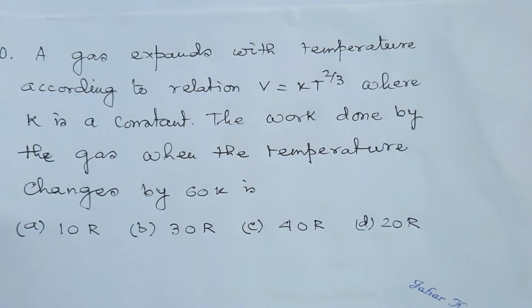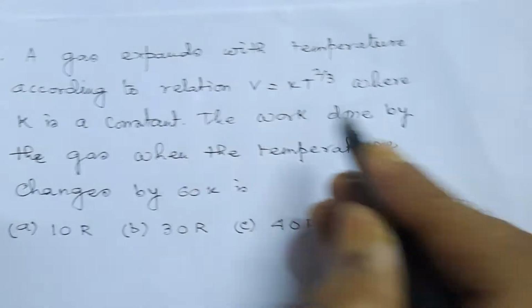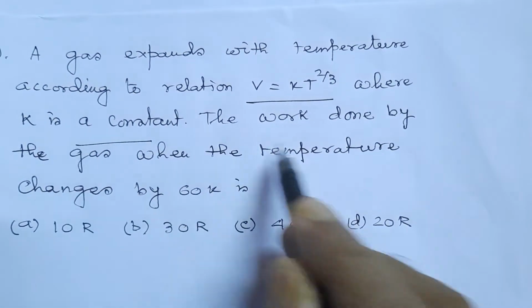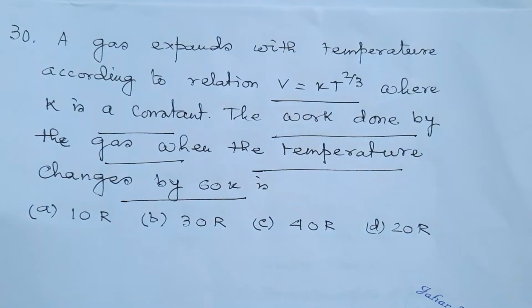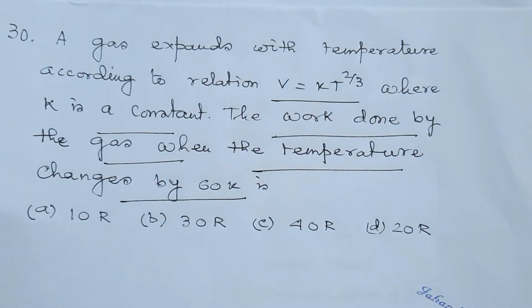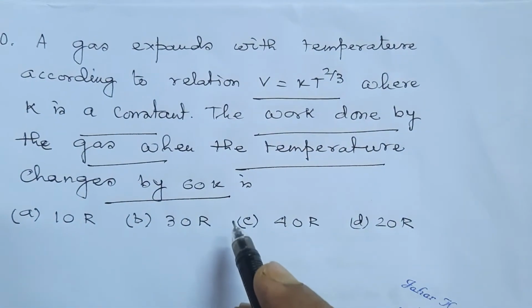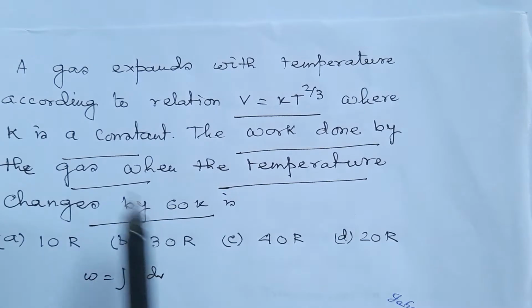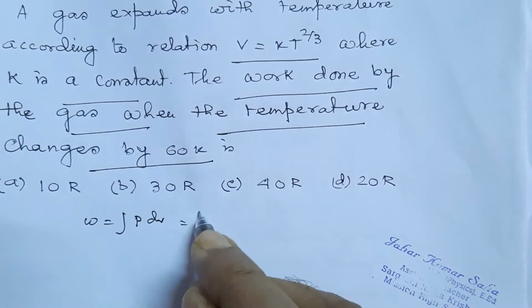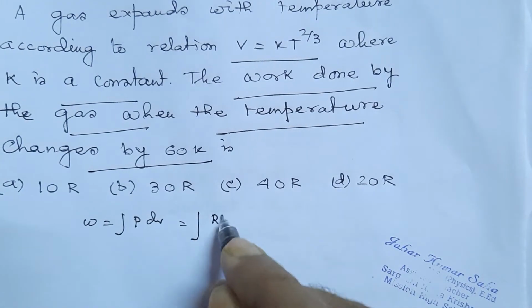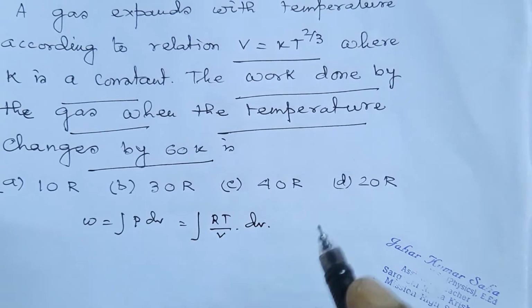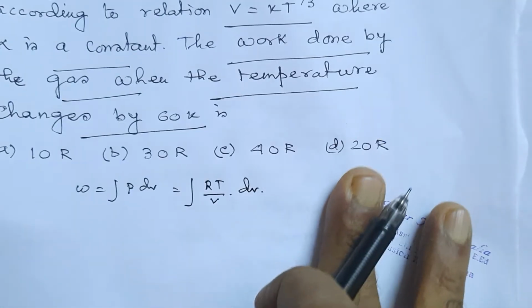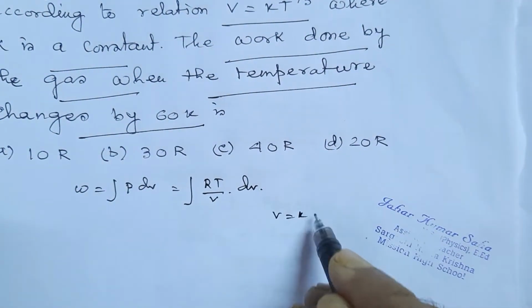Now let us see the question number 30. A gas expands with temperature according to the relation V equals K T to the power 2/3, where K is a constant. We have to calculate the work done by the gas when the temperature changes by 60 Kelvin. We know that work done W equals integration P dV. As it is not given, we take 1 mole of gas, then P equals RT by V into dV. But V is given in terms of T, so we have to replace V in terms of T, as V equals K into T to the power 2/3.